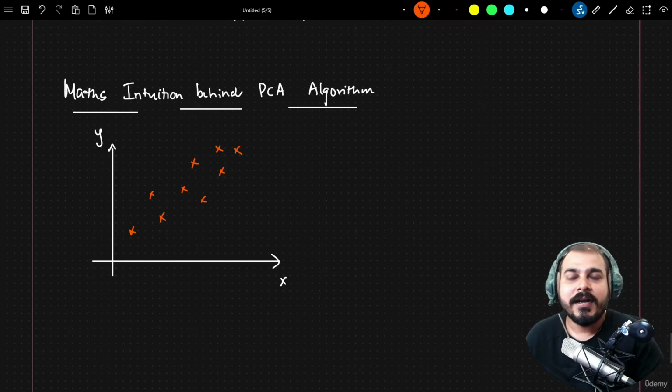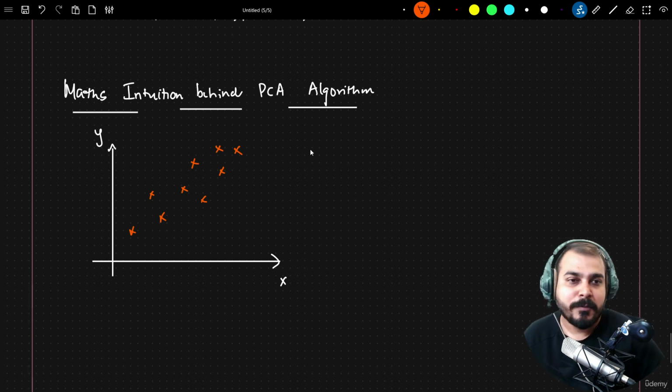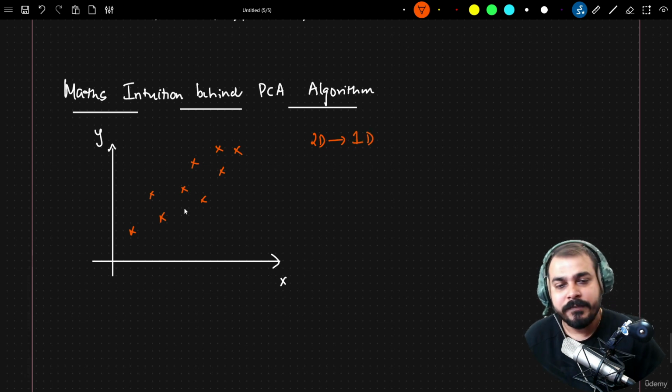So guys, now let's go ahead and understand the maths intuition behind the PCA algorithm. Now over here, let's consider that I have these two axes X and Y and I have just plotted this point. And let's consider that my aim is to reduce from 2 dimensions to 1 dimension.